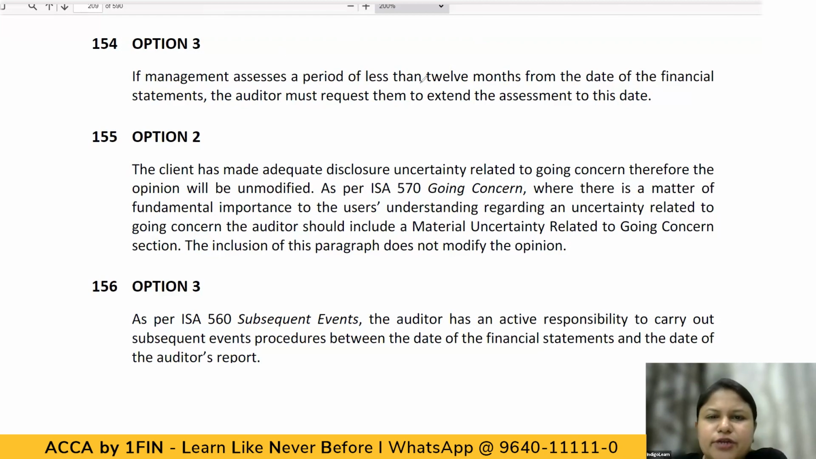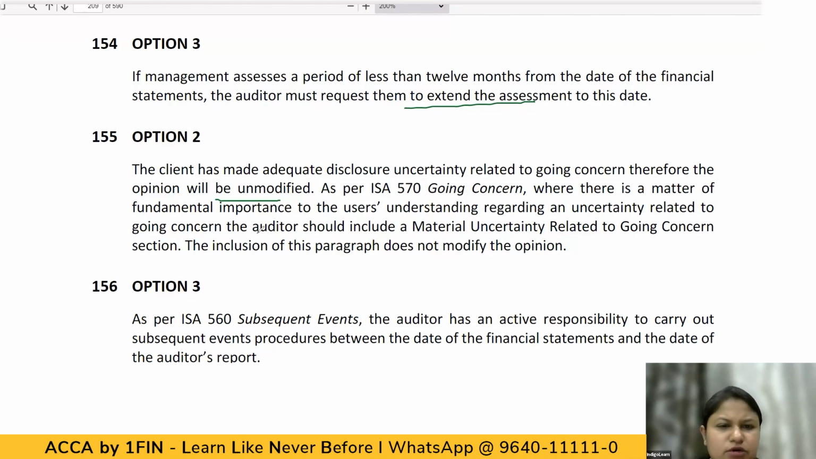So if the management assesses a period of less than 12 months from the date of financial statements, the auditor must request them to extend the assessment. The status is fine. Then it comes to going concern. The client has made adequate disclosure of uncertainty related to going concern. Therefore, the opinion is unmodified. As per ISA 570 going concern, where there is a matter of fundamental importance to the user's understanding regarding an uncertainty relating to going concern, the auditor should include material.